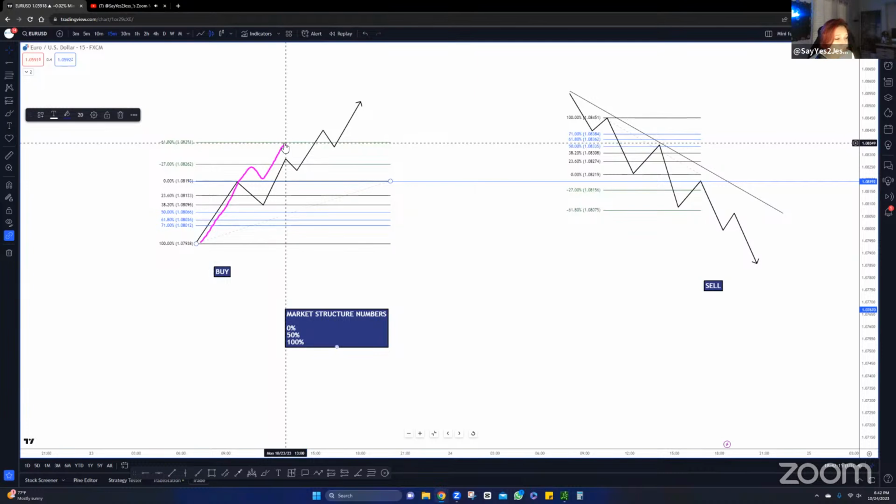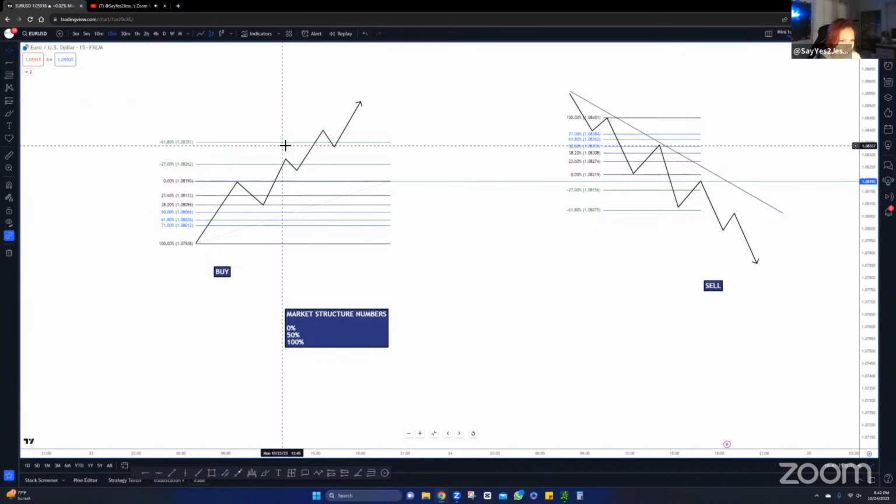After minus 61.8 is hit, we usually get a deeper pullback and sometimes a reversal in the trend. So just keep that in mind. There are times where the market will fly through that, but I'm just going over the basics.